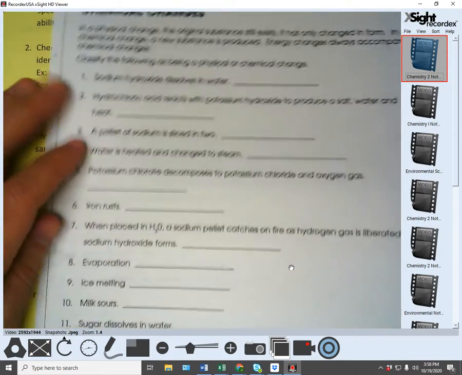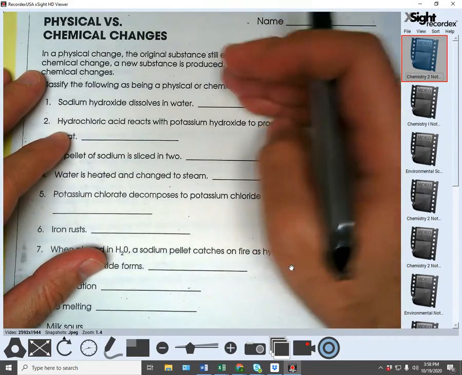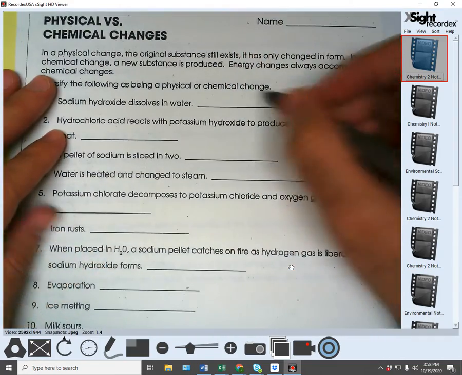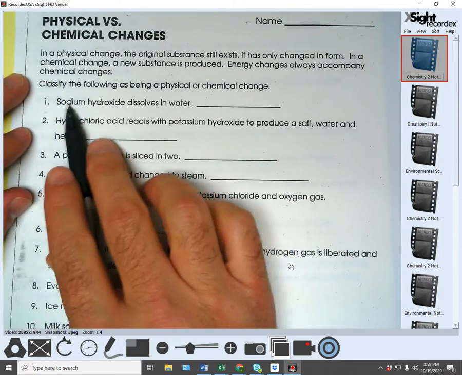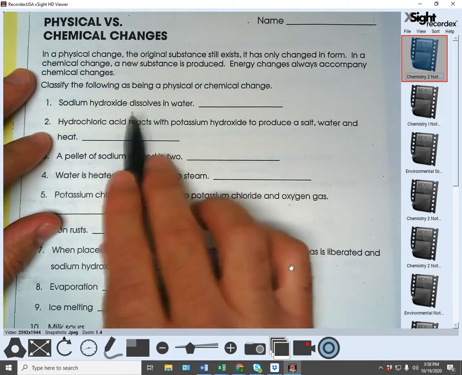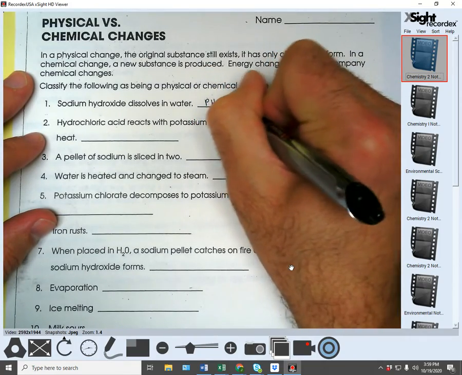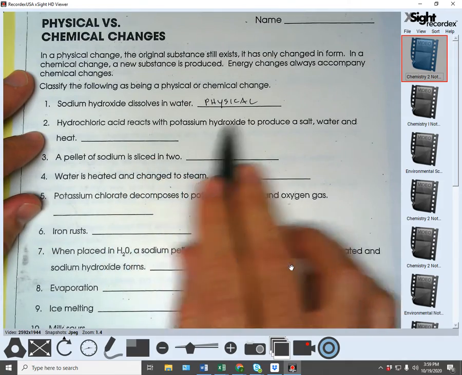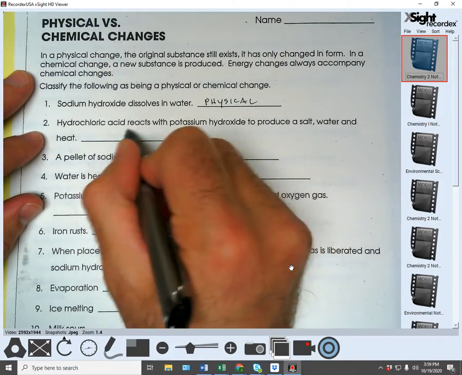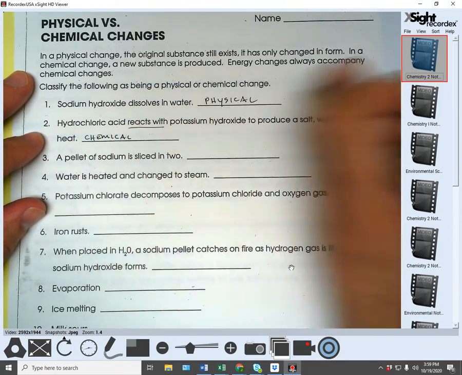Then page 19, the physical versus chemical changes. Again, similar thing. You're going to just put physical or chemical change. You don't have to write change. You can put physical or chemical, but I want you to write it out. So like sodium hydroxide dissolves in water. We talked about dissolving, the technical scientific term. That's actually a physical change. So you'd write physical. Hydrochloric acid reacts with potassium hydroxide to produce. So reacts with tells you chemical change. It's turning into something new.